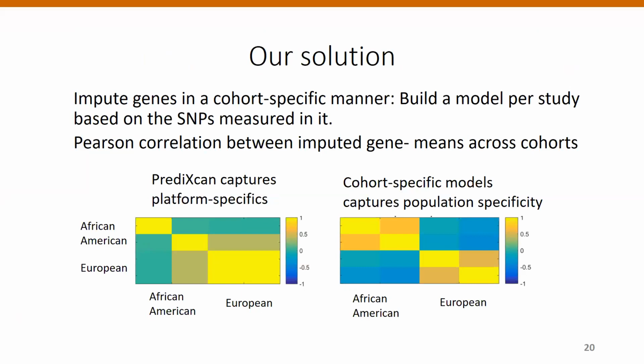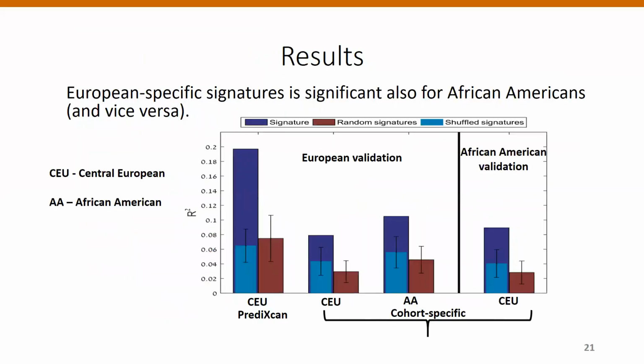So already we saw that the distribution of the means was more population specific when we learned different models per cohort. So it separated the African Americans from the Europeans well. That gave us some hope. And now we only have to jump to the actual results. So we ran the same procedures, and here are the results of the signatures.